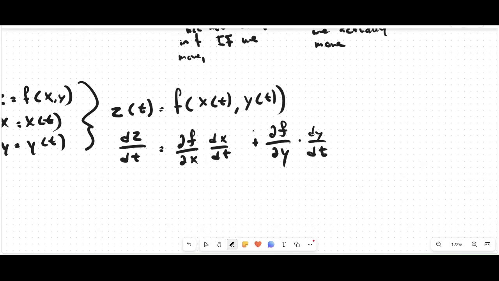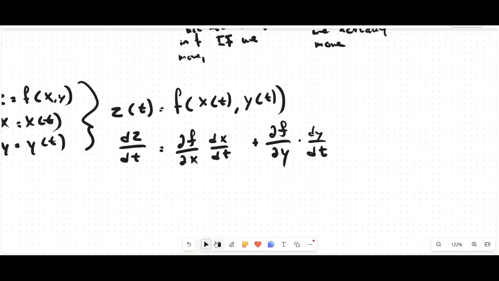Now, I don't want to write what I'm going to say next, so I'll just say it. We use the partial notation on f because f is a function of two variables, x and y. We use the standard d lettering for dx/dt and dy/dt because x and y are both single variable functions. These are not partial derivatives. We're back in single variable calculus for these two guys.